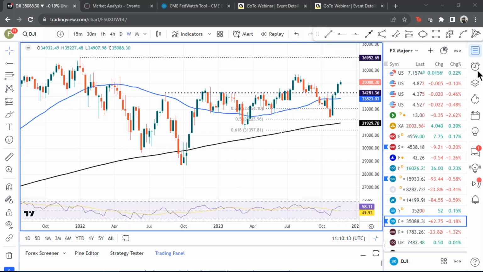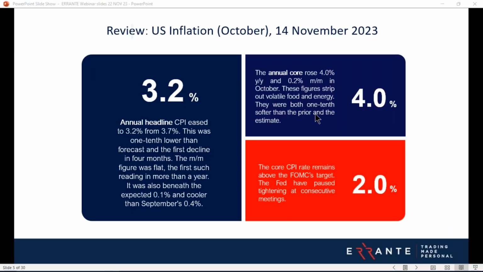Okay, that is the stocks that we look at for the time being. Just bear with me 1 second. I just want to pull up then, if we move over to US CPI data from last week. Of course, that undershot market expectations for both the headline and the core.